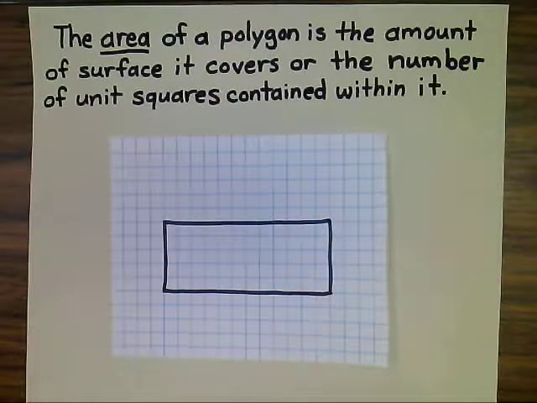Today, I'm going to be beginning a video about area. Specifically, the area of a polygon is the amount of surface it covers or the number of unit squares contained within it. Many students confuse different labels related to area, perimeter, or volume, and so we're going to first begin to discuss what types of ways we can measure things.